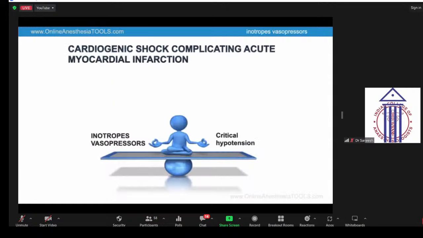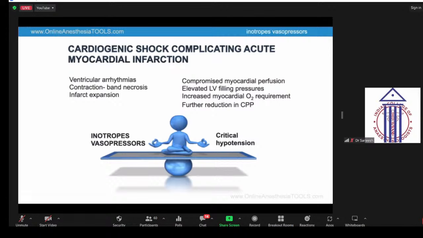Now, this is our decision making: whether to use inotropes, vasopressors, or tolerate critical hypotension. We need to understand that inotropes and vasopressors may trigger ventricular arrhythmias and contraction band necrosis. The heart is already compromised with an infarction or loss of blood supply, and our extra push onto the cardiac contractility will lead to increased myocardial oxygen demand and infarct expansion, which we need to keep in mind.